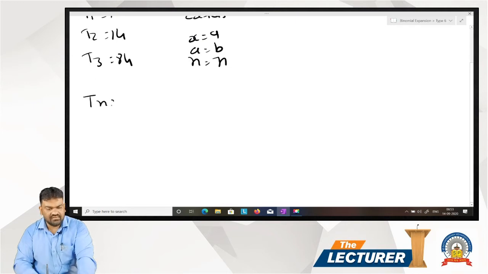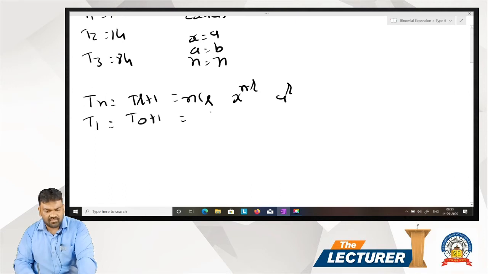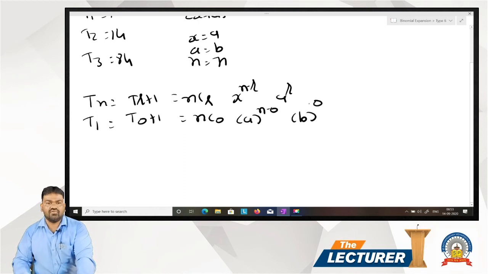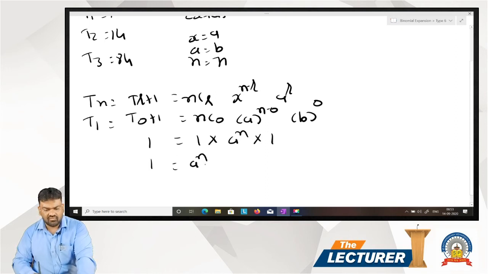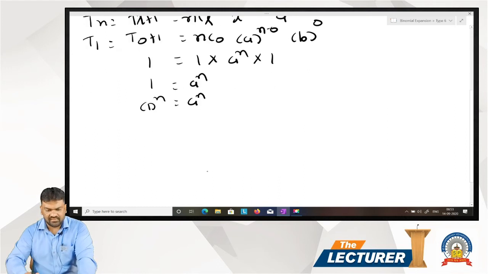Now the general term is T(r+1) equals nCr x raised to n minus r, a raised to r. T1 is T(0+1), nC0 a raised to n minus 0, b raised to 0. T1 is given as 1, so 1 is equal to nC0, a raised to n, b raised to 0. So 1 raised to n is equal to a raised to n. So a is equal to 1.